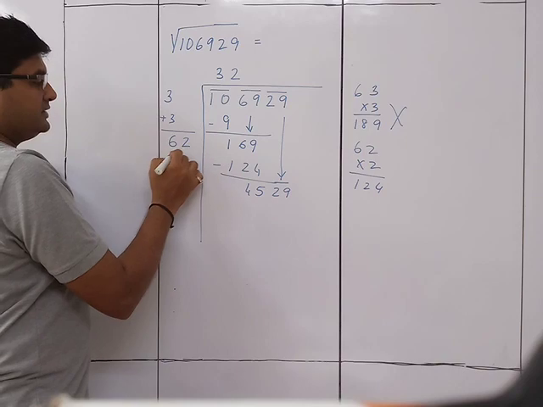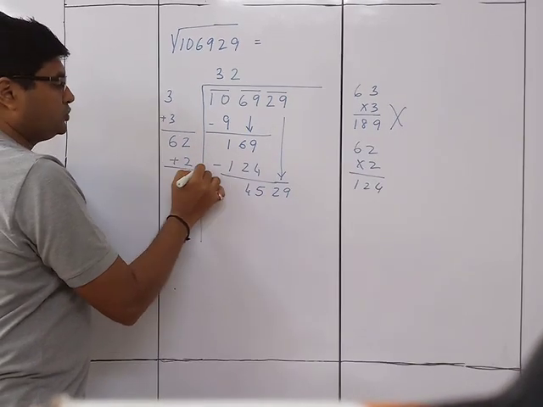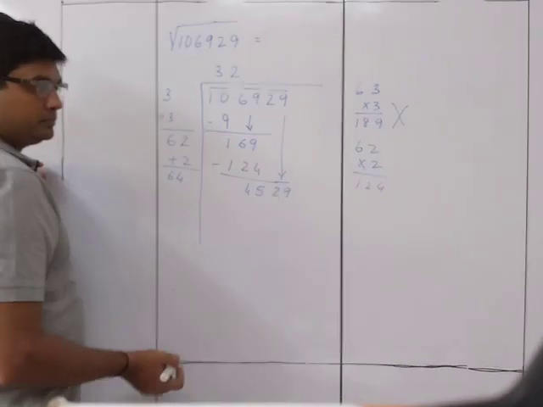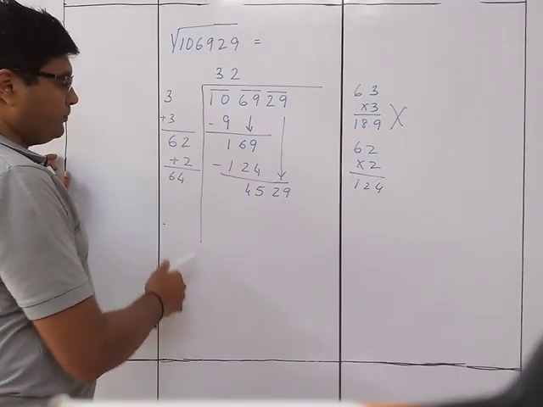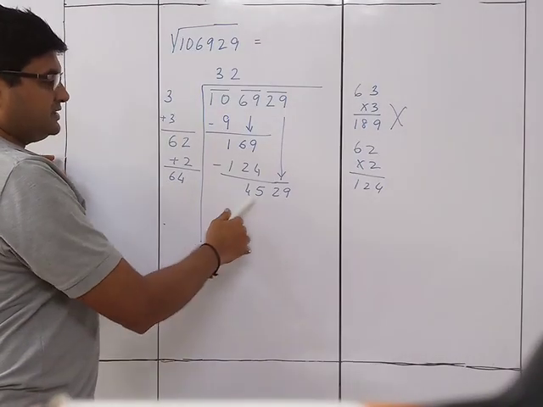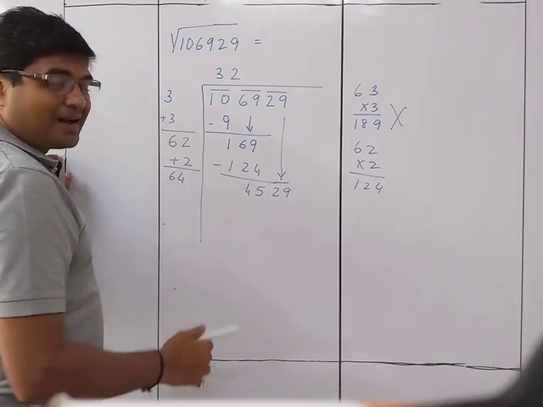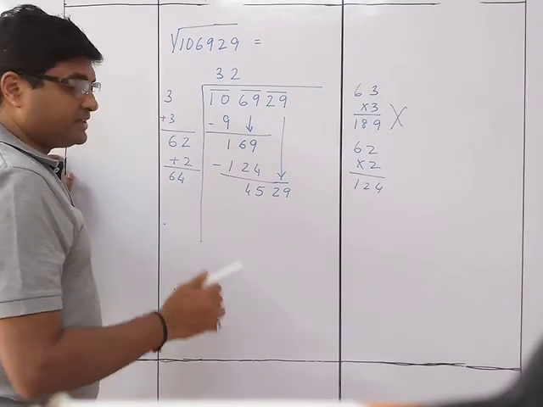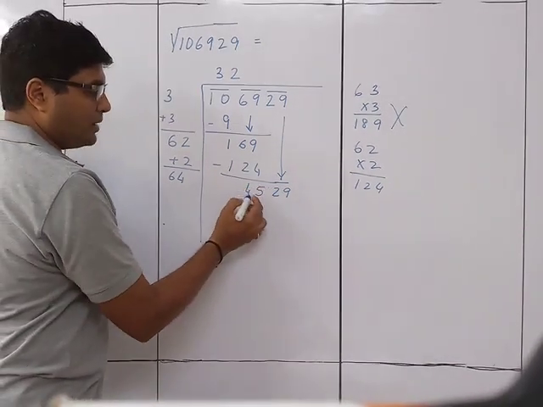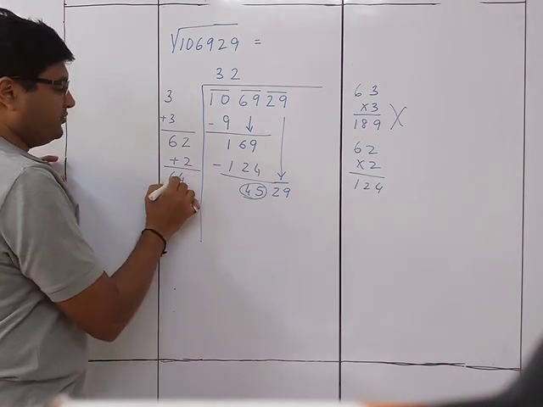So this 62 plus 2 gives me 64. Now again the same thing. This is 6, this is 45. So I can try with 7, because 7 6 are... So I have taken these two numbers, and here the first number.